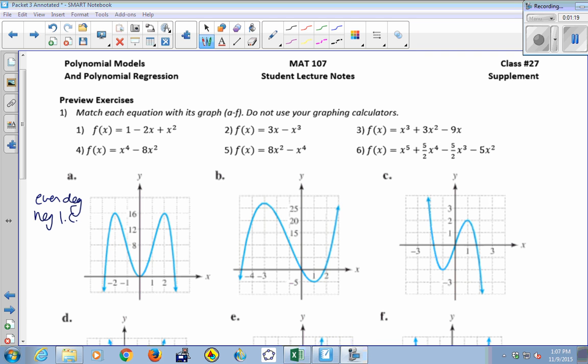So let's see, which of my formulas has an even degree with a negative leading coefficient? Five. It's the only one. The degree is 4 and the leading coefficient is -1, right? That's the highest power on x, so its degree is 4. The number in front of that x to the 4th is a -1. And that's the only one that has even degree with negative leading coefficient. So this one's got to be 5.